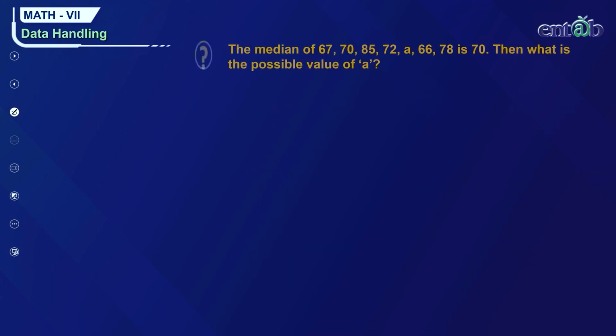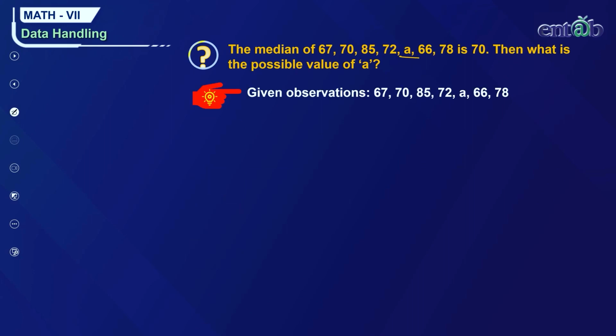Now let's move to the next question. The median of these observations including A is 70. What is the possible value of A? Now again we will be arranging these given observations except A in ascending order. You can arrange in descending order also, as I mentioned that you have to arrange in order, right?